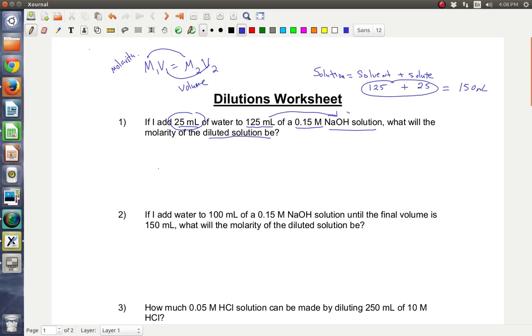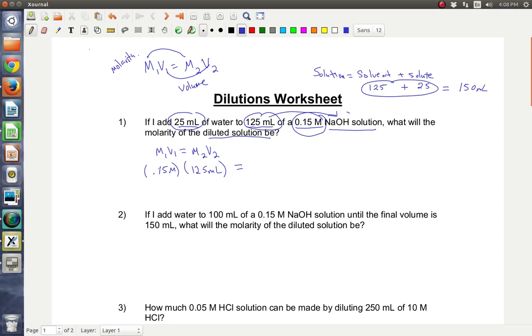So let's use this formula, M1V1 equals M2V2. The original solution was this concentration, 0.15 molar, and the original volume was 125 milliliters. I don't have to change it to liters because I'm going to use milliliters on both sides.